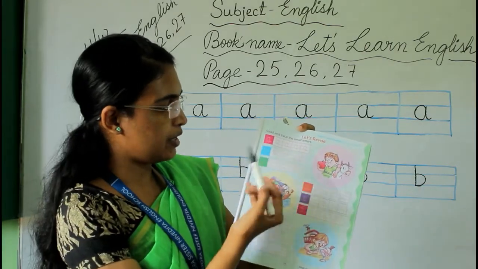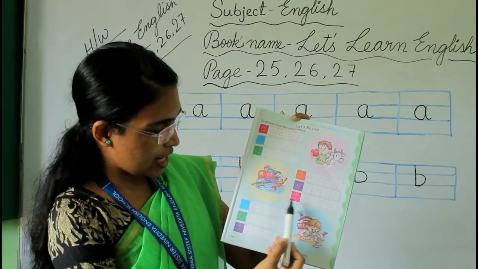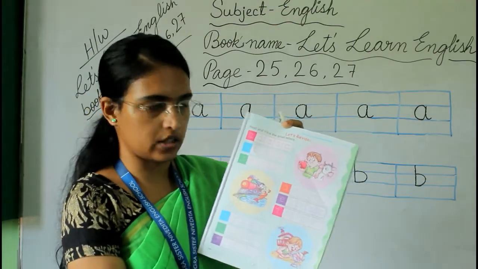A, B we have already done. You have to do from C. C, D, E, F, G, H, I. This page is your homework. Now turn the page.